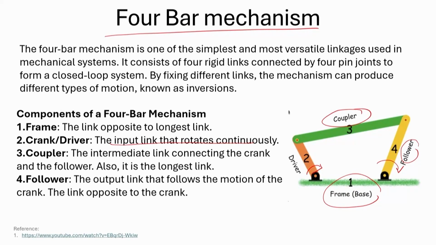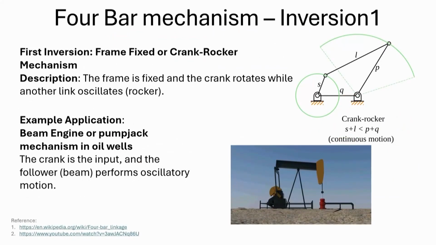Again, in this case also you can have various inversions. First inversion is that the frame is fixed, or the crank rocker mechanism. So, the frame is fixed and the crank rotates while another link oscillates. That is a very standard one, and that is something that you would see in oil exploration, for example. You will see continuously this mechanism will be working. So, this is the crank rocker mechanism.